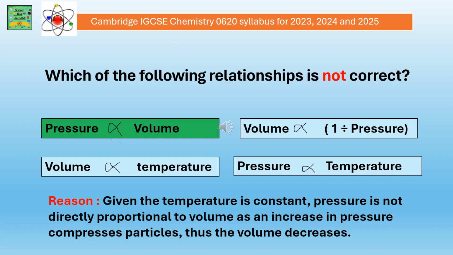So, the incorrect relationship is pressure is directly proportional to volume. Why? Because given the temperature is constant, if the temperature remains the same, pressure is not directly proportional to volume, because an increase in pressure compresses particles, thus volume decreases.